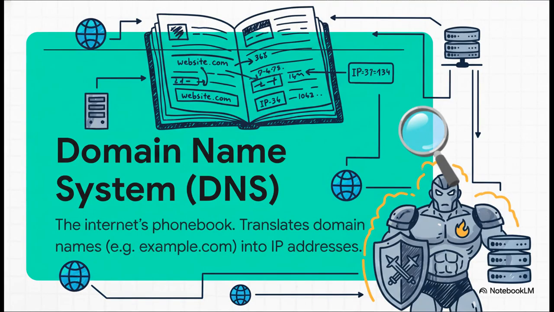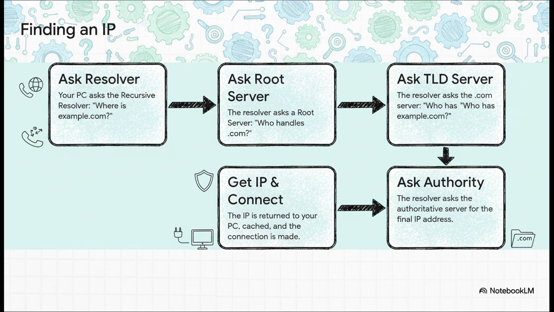So what exactly is DNS? The classic analogy is perfect. Think of it as the internet's phone book. See, we remember names, right? Like example.com. But computers, they only understand numbers, these things called IP addresses. DNS is the magic that translates the friendly name you type into the nerdy number the computer actually needs to connect.